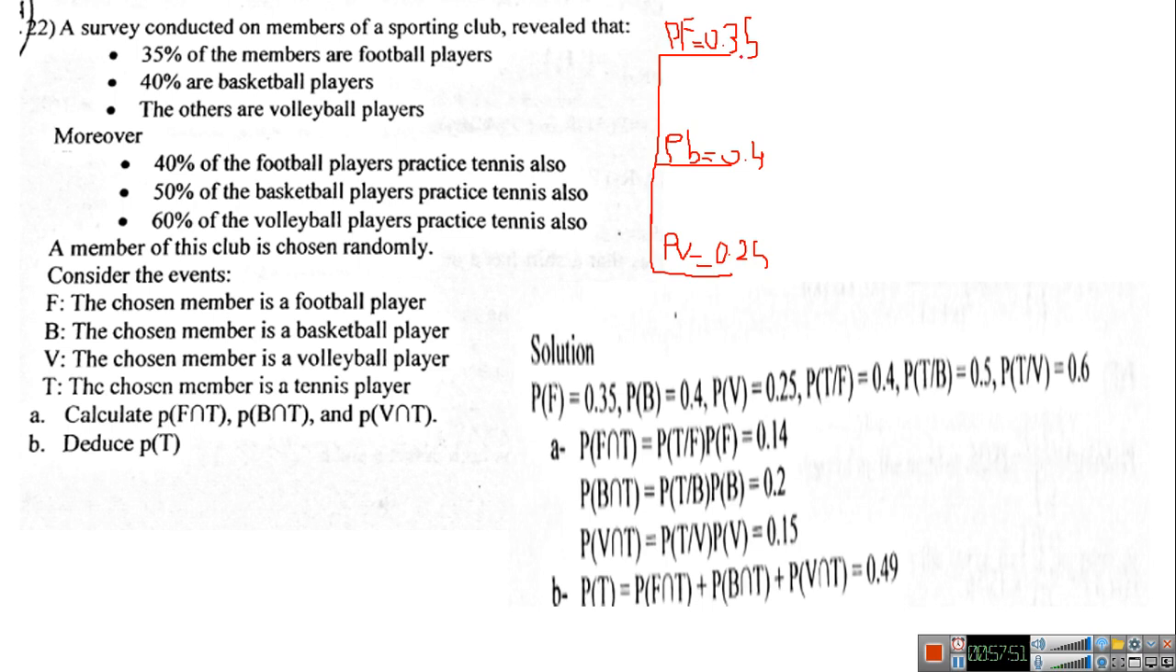40% of the football players practice tennis also. So P of tennis knowing F is 0.4. So for that reason, P of tennis and football, I need to do all this table because this problem is important, is 0.4 times 0.35. So the answer will be 0.14.